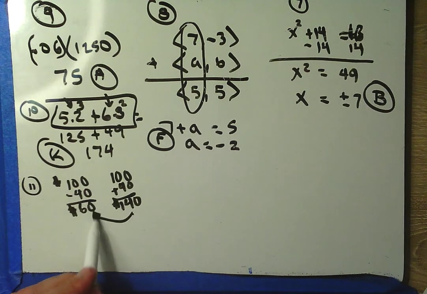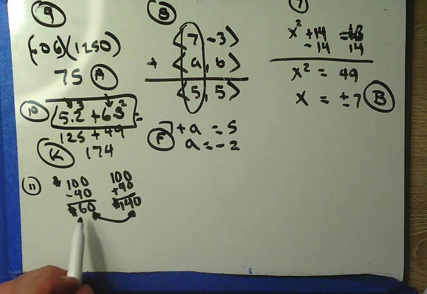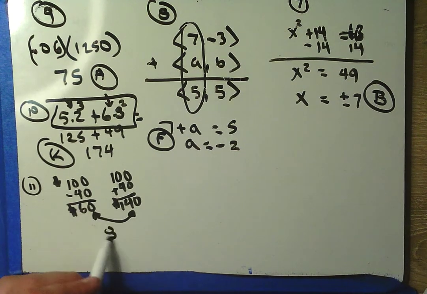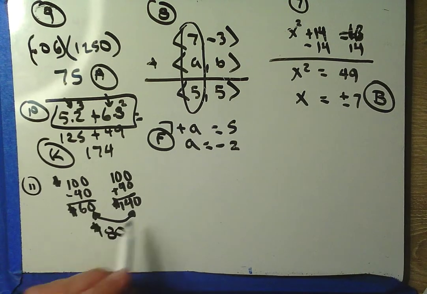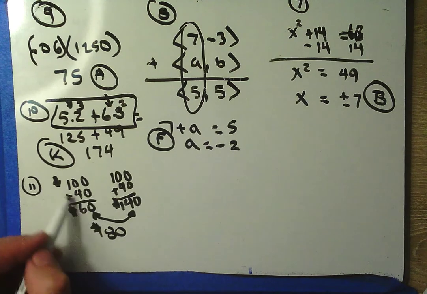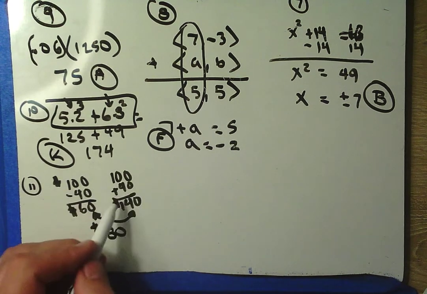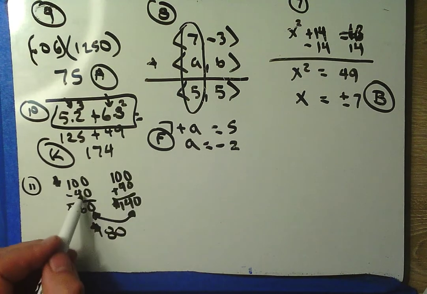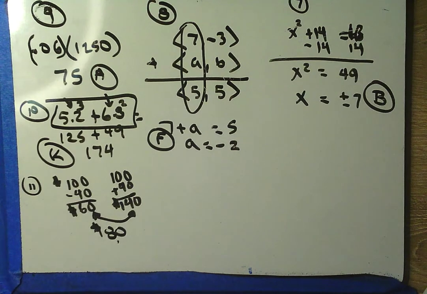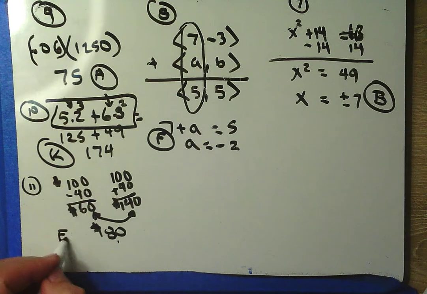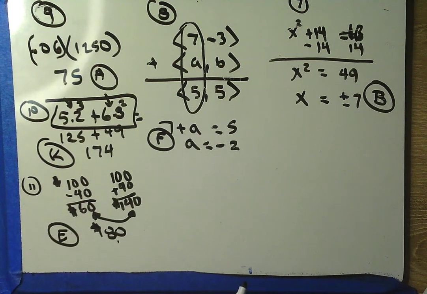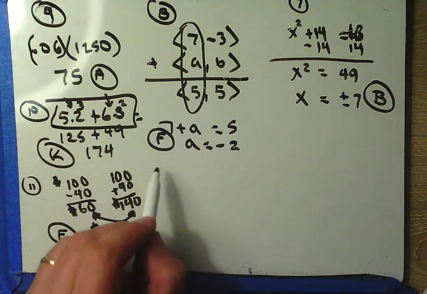How far off from her actual balance is she? Well, she's not $40 off. She's actually $80 off. She thinks she has 80 more dollars than she actually has. There's 40 there. There's another 40 there. Because she went up 40 instead of down 40, she's off by $80. She thinks she has $80 more than she should, which is why E is my answer for number 11.